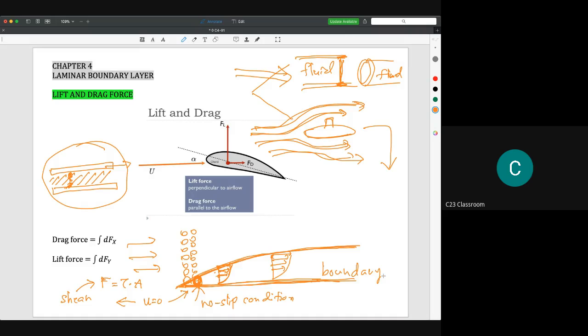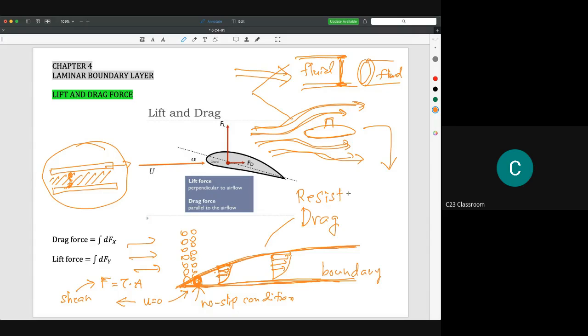So the boundary layer. You know the definition of the boundary layer. The boundary layer will give us drag. Drag here is the resistance of flow. So you need to overcome that resistance first, then you could flow. But this drag, this friction, this resistance.